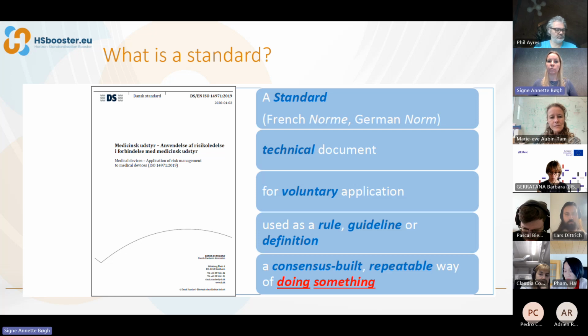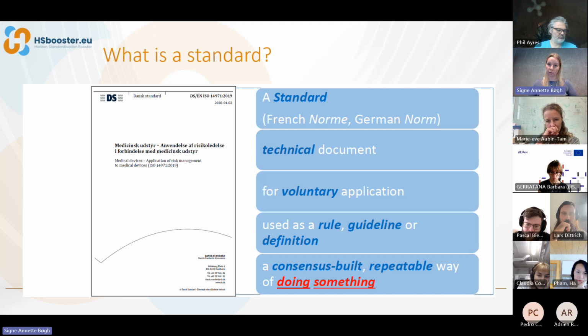They're used to give rules, guidelines, or definitions, and they are consensus built. Consensus means that we have a lot of experts and stakeholders sitting around the table helping us draft these standards. And we have to reach consensus before we publish these standards. So that's a key for you to know: what is in the standard is what we could reach an agreement upon. So it's consensus based.